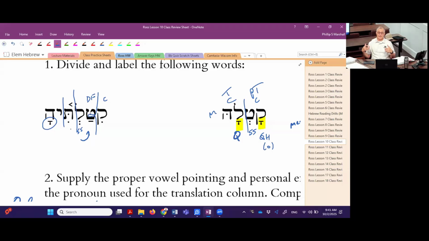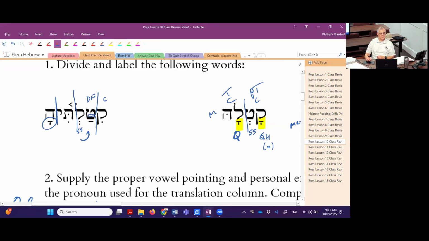The yod doesn't have any vowel or shva under it, so it's not functioning as a consonant anyway. It's a historically long vowel. This is part of the historically long kirik yod. So we do want to divide after the vowel called kirik yod, and now the hey has a vowel too. Actually, we said the first syllable was closed. Let's figure out the rest of the syllables.